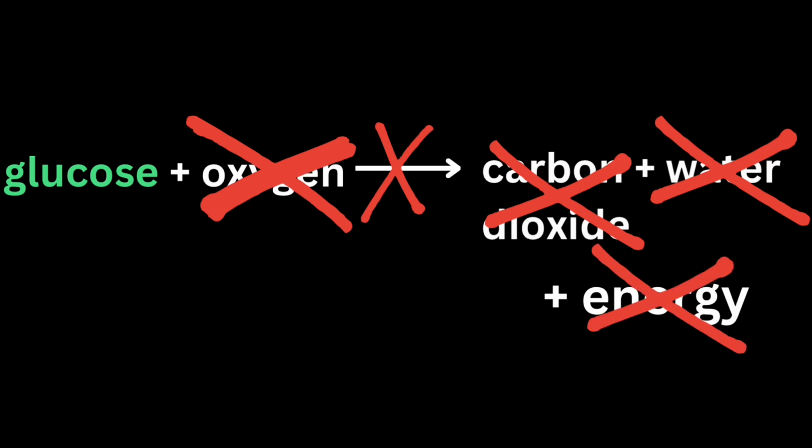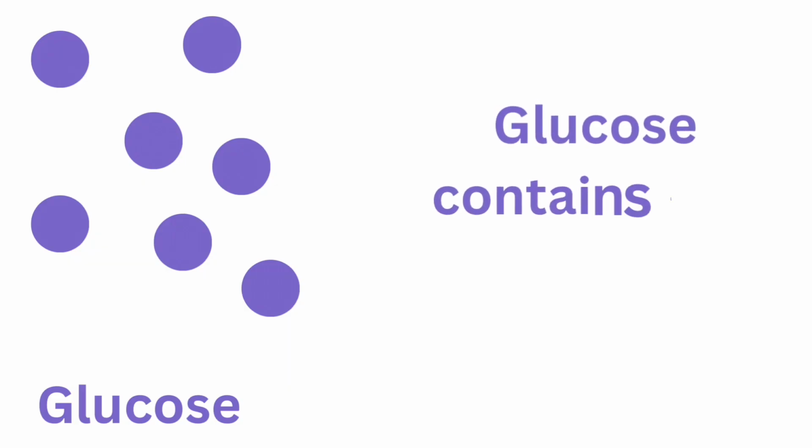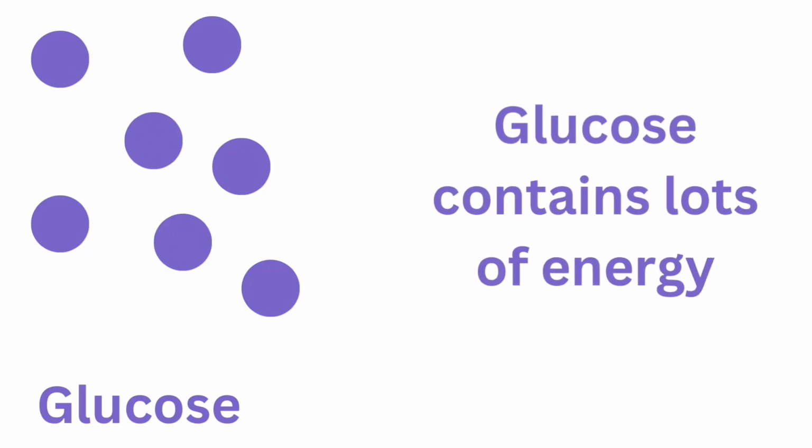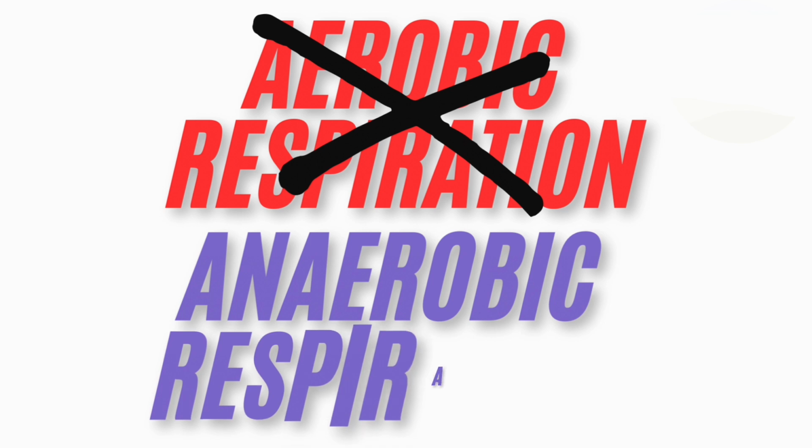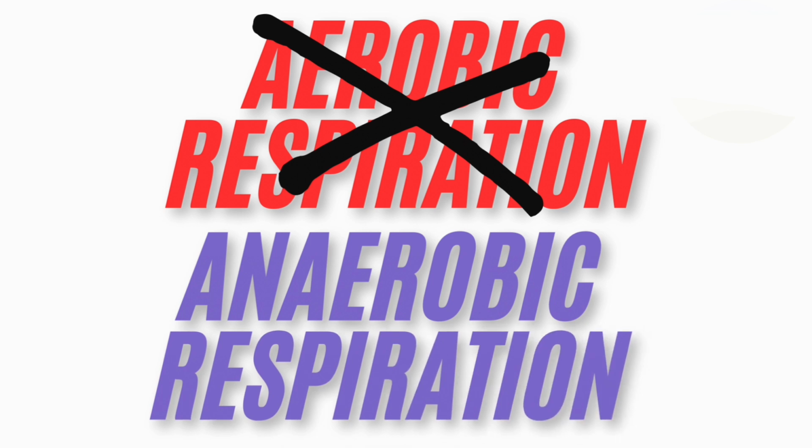But more importantly, the muscle cells can't release the energy that they need because aerobic respiration isn't happening due to the lack of oxygen. As we've talked about before, glucose contains loads of energy, so it would be really helpful if the cells could get that energy in another way. And luckily for us, they do. They switch from aerobic respiration to a different process called anaerobic respiration.